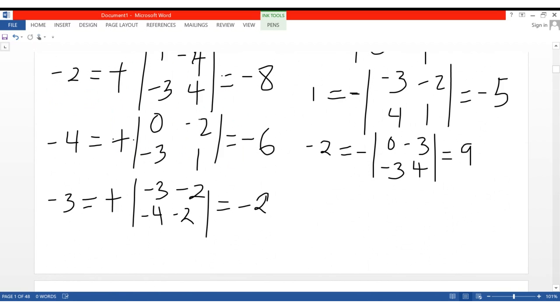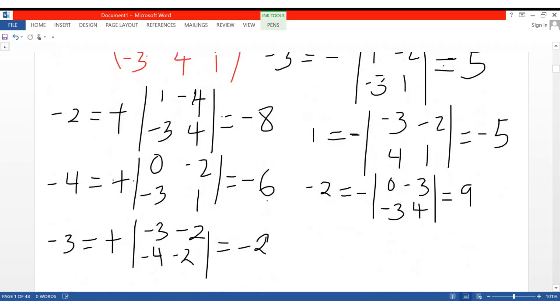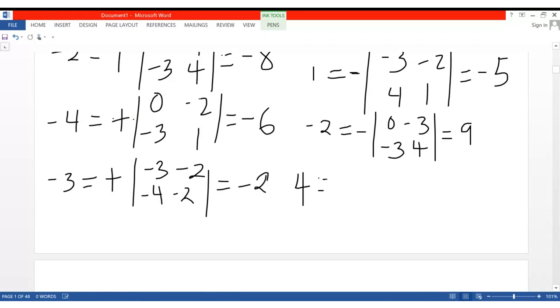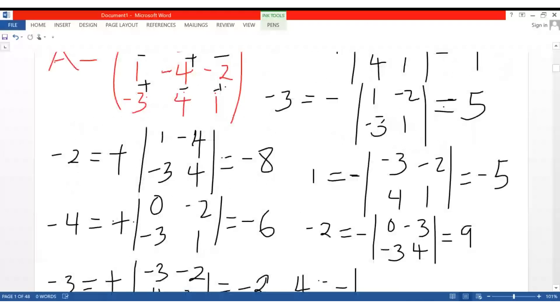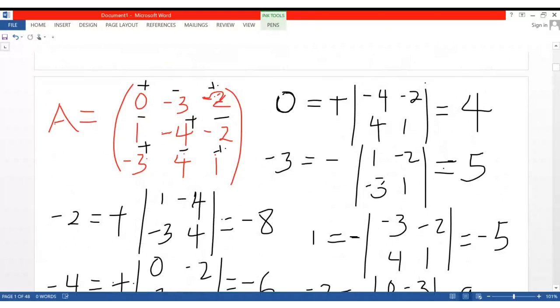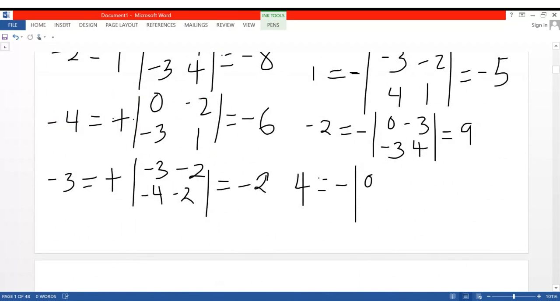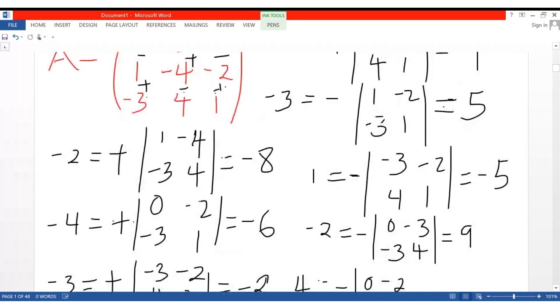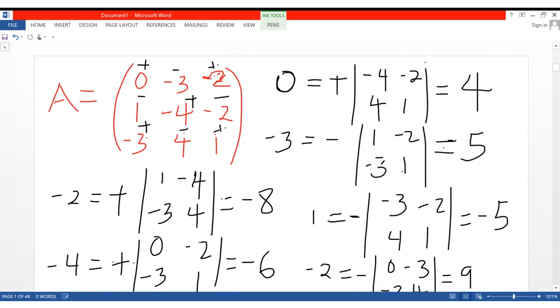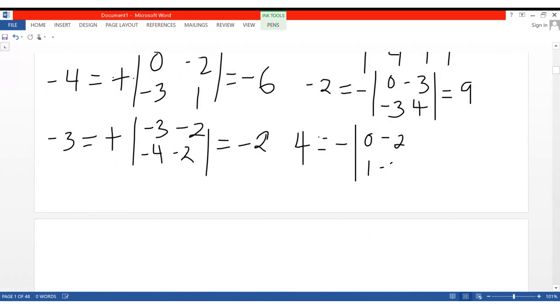Go to the other one, which is element 4. The sign is negative. If I block the row and the column for the 4, you remain with 0, negative 2, 1, negative 2. If you multiply that one, you get 0 minus 2. That is positive, but because of the sign, you'll get negative 2.